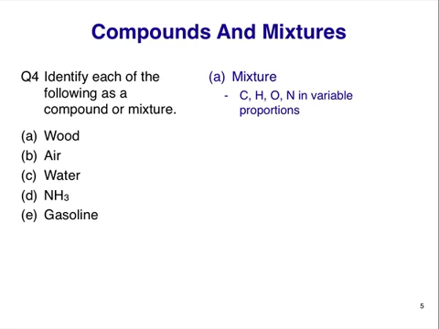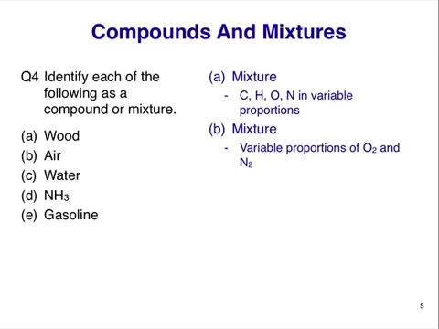Okay, the first substance is a mixture. There are many different kinds of wood, made mostly of carbon, hydrogen, oxygen, and nitrogen atoms, and each wood must have a slightly different composition. So wood is a mixture because of its variable composition.